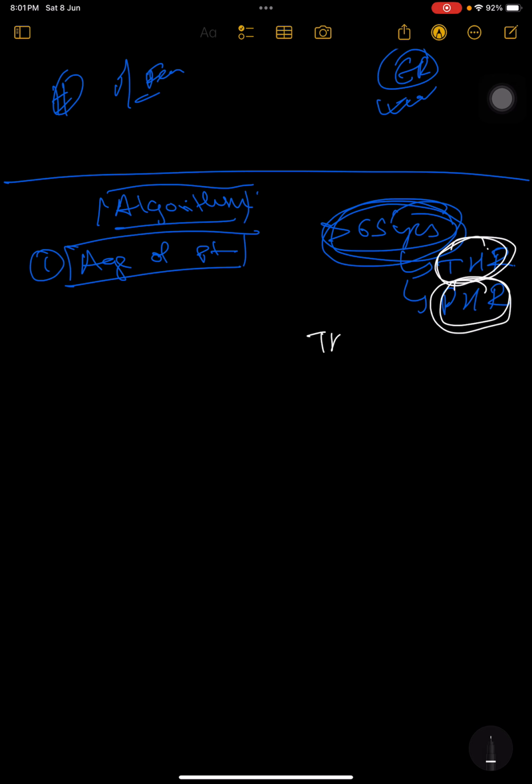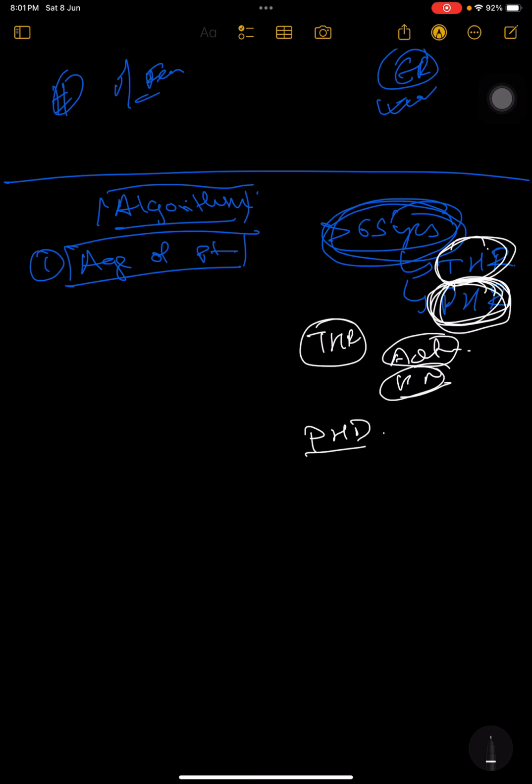If you go for a total hip replacement, that means you are replacing the acetabulum as well as the head and neck of the femur. But if you talk about a partial hip replacement, what you need to remember is you are just replacing the head and neck. And there are three important partial hip replacements.